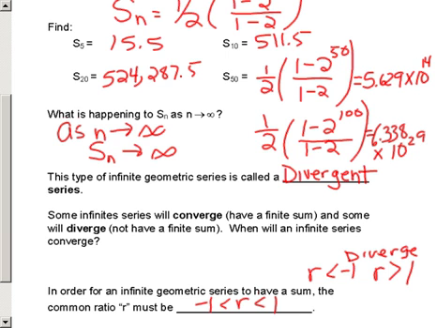So this one will go to infinity. So if our r is like -5, it'll be divergent. But if the r is a fraction like -3/4, it'll be convergent. That's always true for geometric series, because that's what we're dealing with. So go to the next page.